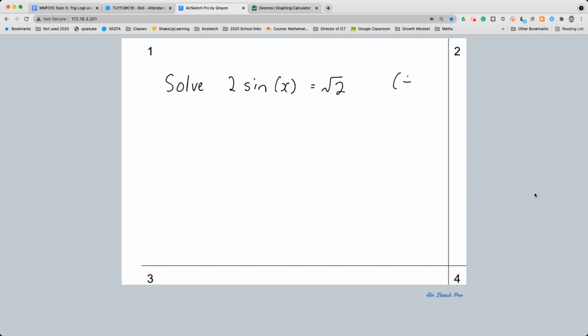I'm going to divide top and bottom by 2, and I get sine of x is equal to root 2 on 2. Now, for a non-calculator section, the next thing you should do, unless you know them, is consult your table of values. Okay, I'll give you a second to do that, and you can tell me what the value of x is. And we're going to work in radians as much as possible.